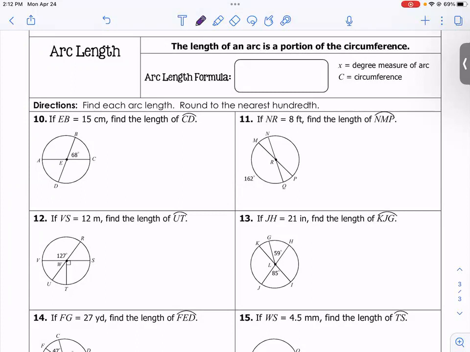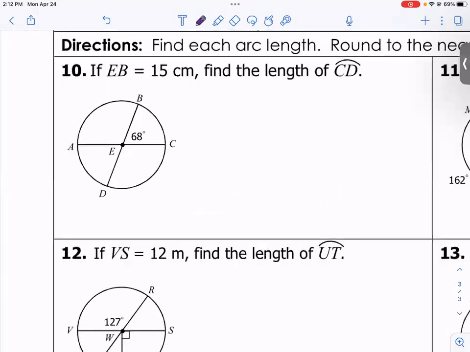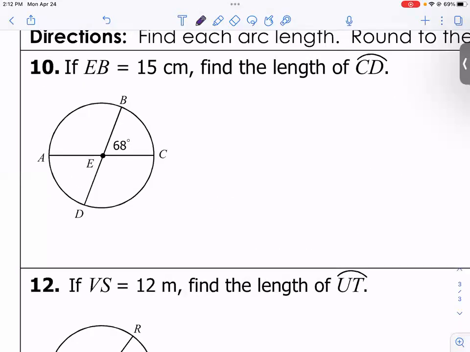Okay. In our last chapter, we talked about the degree measure of an arc. Now that we've talked about circumference, we're going to actually be able to measure the length of an arc. If you look at number 10, I want to know the length of CD. Well, here's CD right here. This is a piece of the circumference. How long is it?